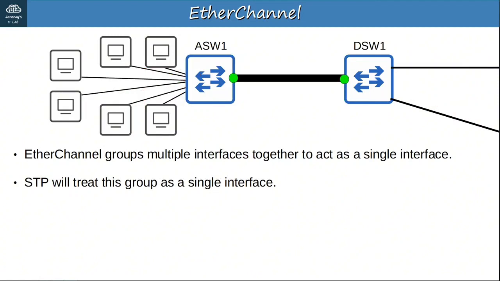It's kind of like this. Instead of 4 separate interfaces, perhaps gigabit Ethernet interfaces, connecting ASW1 to DSW1, it's as if there is a single 4 gigabit Ethernet interface. The bandwidth of the 4 separate interfaces is combined to form one faster interface, a virtual 4 gigabit interface.